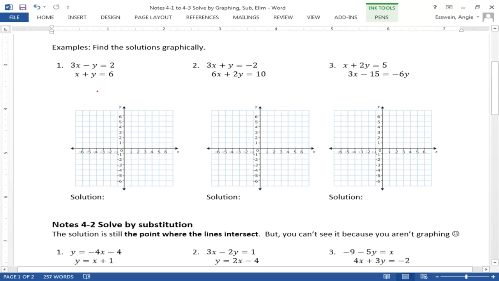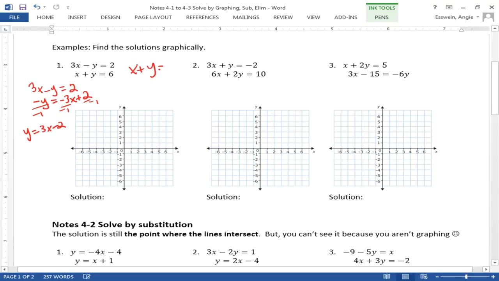So on each of these, we're going to see examples. Let's start with the first equation. How are we going to graph 3x minus y equals 2? You have to get y alone, which is called slope-intercept form. So you subtract 3x from each side, and then you divide by -1, and that flips the sign. So you get y equals 3x minus 2. That's what you're graphing for the first equation.